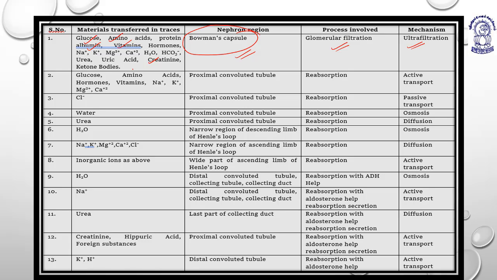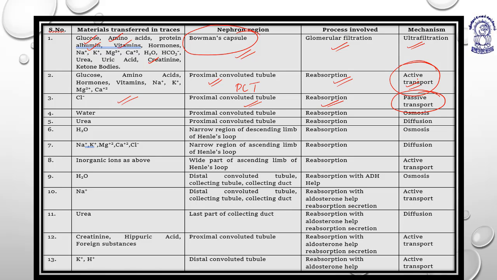Now, glucose, amino acids, hormones, vitamins, Na+, K+, Mg2+ and Ca2+, if some amount is still left in the glomerular filtrate after Bowman's capsule, then it is reabsorbed by the proximal convoluted tubule, or PCT. The process involved is reabsorption, and the mechanism is active transport. So active transport of all these substances. Cl- ions are also reabsorbed in the PCT by passive transport, very important.